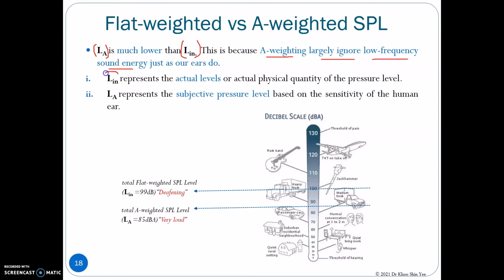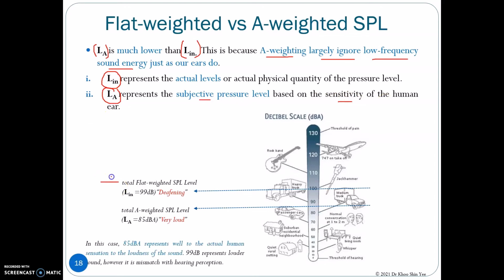In simple, Lin represents the actual value of the sound pressure level. On the other hand, LA represents the subjective pressure level based on the sensitivity of the human ears. Let's say we perform the measurement and you obtain the Lin equal to 99 dB and the LA equal to 85 dBA.